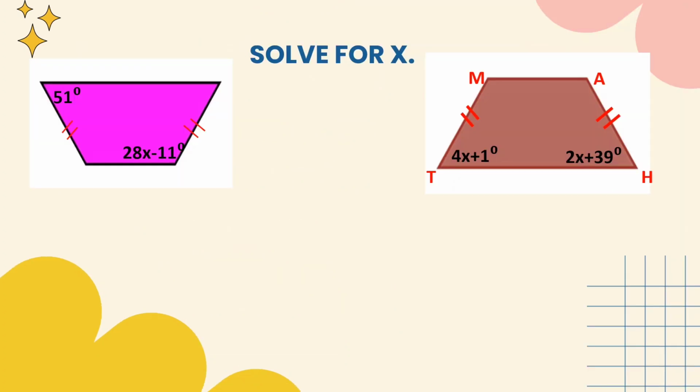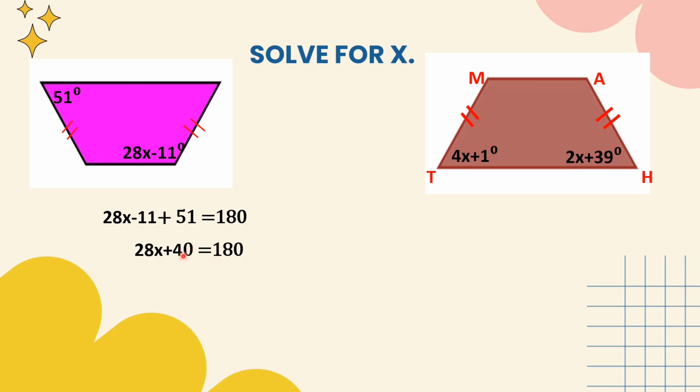Now, in this example, let us solve for the value of x. Okay, for the first one, do not forget that we use theorem number 8, wherein the opposite angles of an isosceles trapezoid are supplementary. So instead of using an equal sign, we use 180 degrees. So like this, we have 28x minus 11 plus 51 equals 180. Then we will combine like terms. Negative 11 plus 51 is equal to positive 40. So as you can see, we now have 28x plus 40 equals 180.